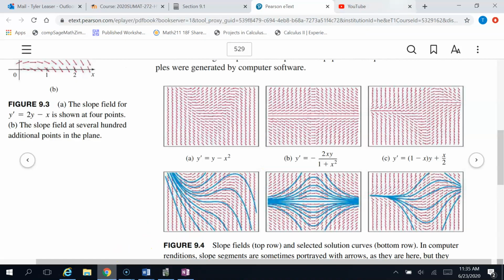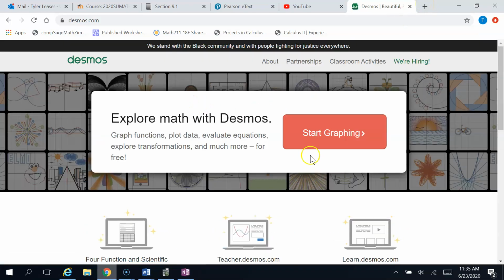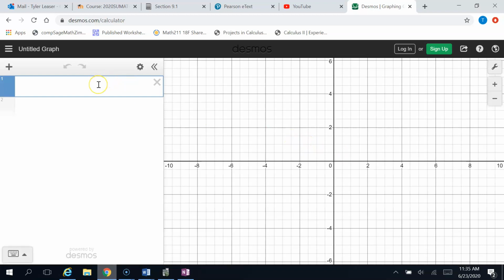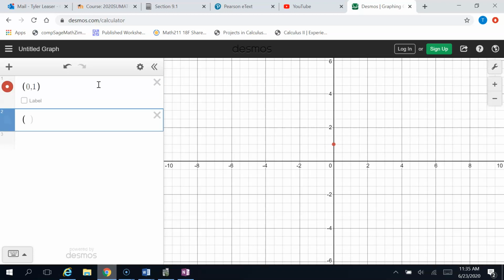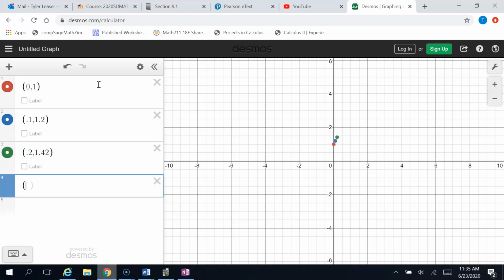What I want to do real quick is let me pull up Desmos here. And let's just graph those points that we just got, just to kind of show you what would happen. So I don't know, can Desmos graph points really nicely if I just do that? Yeah, I guess that works. All right, and then my next point was (0.1, 1.2). The next point was (0.2, 1.42). The last point was (0.3, 1.662).